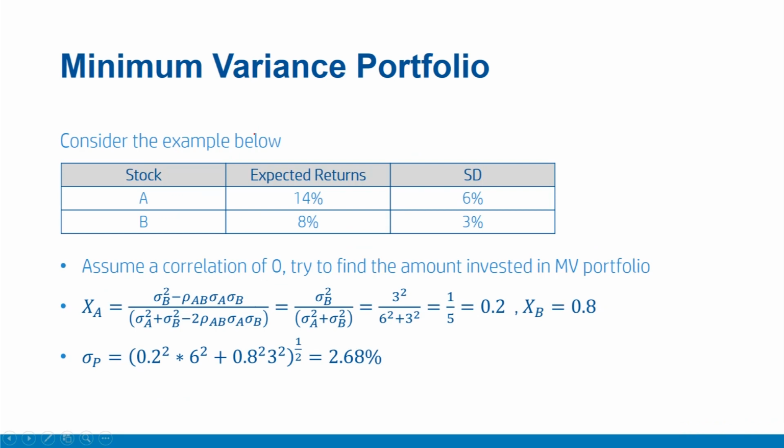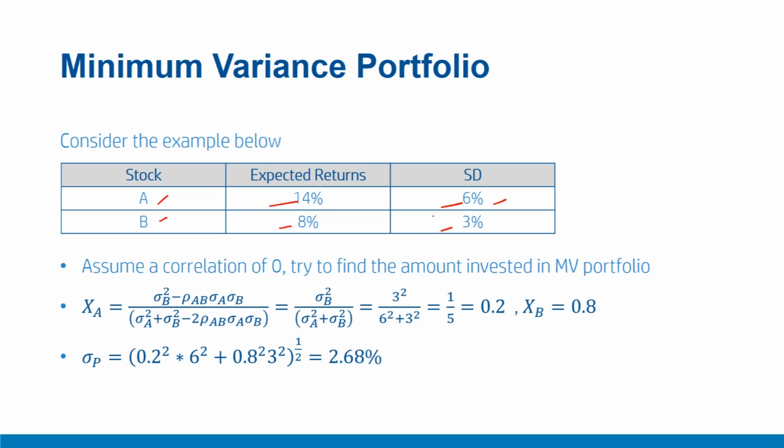Now let us consider a simple example here. We have been given two securities, stock A and stock B. Stock A has an expected return of 14% and a standard deviation, that is risk, of 6%. Similarly, stock B has an expected return of 8% and a standard deviation, that is risk, of 3%.